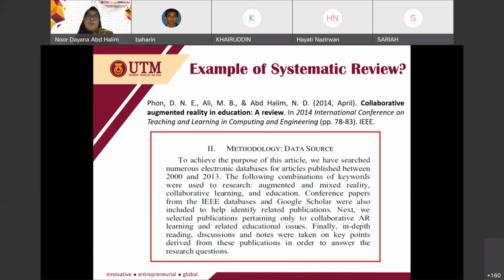So this is an example of a systematic review, from a paper by Dr. Danakon, my former student, with Prof Muhammad Bilal Ali. It studied augmented reality in education, a review paper. This is how he did the review. He searched for papers from 2000 until 2013, from which databases, and what keywords he used to find the review about augmented reality.